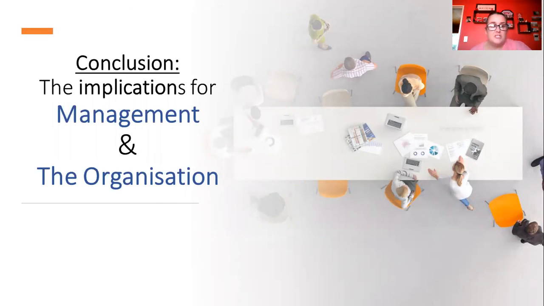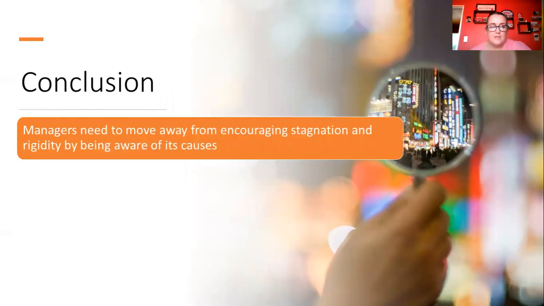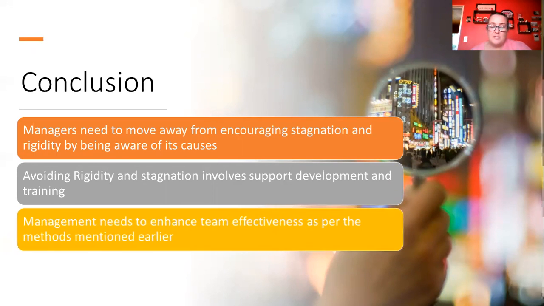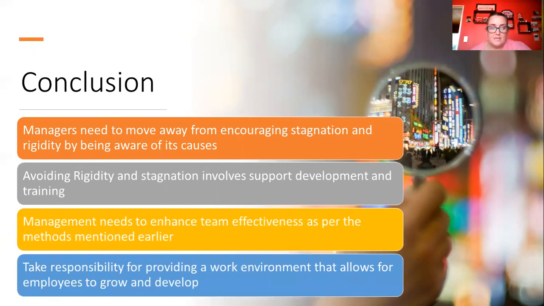Conclusion: the implications for management and the organization. Managers need to move away from encouraging stagnation and rigidity by being aware of its causes. Avoiding rigidity and stagnation involves support, development, and training. Management needs to enhance team effectiveness as per the methods mentioned earlier in the presentation. Responsibility needs to be taken for providing a work environment that allows employees to grow and develop.